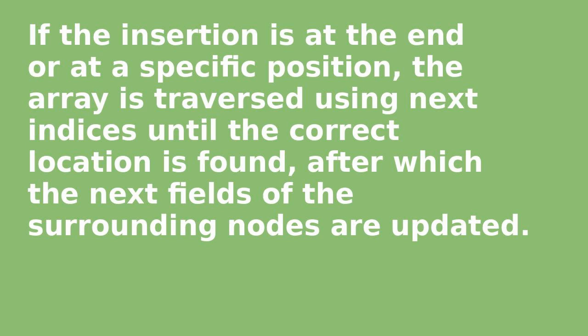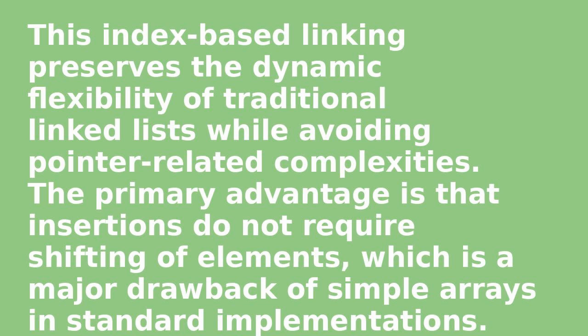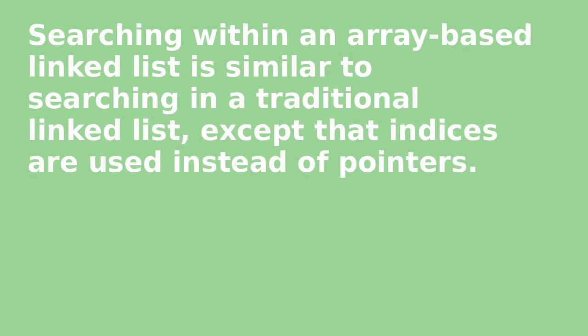If the insertion is at the end or at a specific position, the array is traversed using next indices until the correct location is found, after which the next fields of the surrounding nodes are updated. This index-based linking preserves the dynamic flexibility of traditional linked lists while avoiding pointer-related complexities. The primary advantage is that insertions do not require shifting of elements, which is a major drawback of simple arrays in standard implementations. Searching within an array-based linked list is similar to searching in a traditional linked list, except that indices are used instead of pointers.